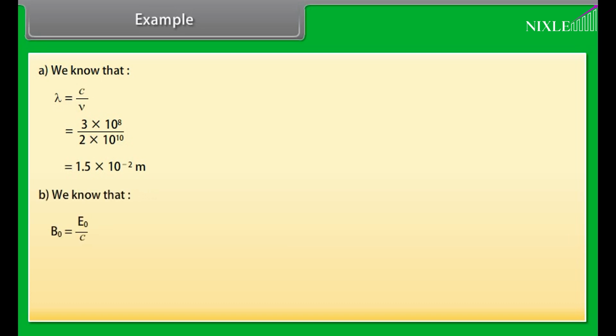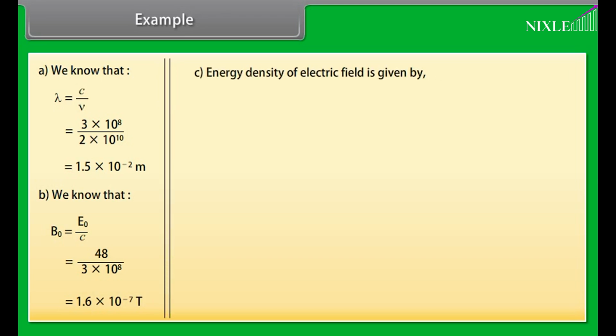We know that B naught is equal to E naught upon C. By putting and calculating the values, we get the amplitude of the magnetic field, which is equal to 1.6 into 10 raised to the power minus 7 Tesla.